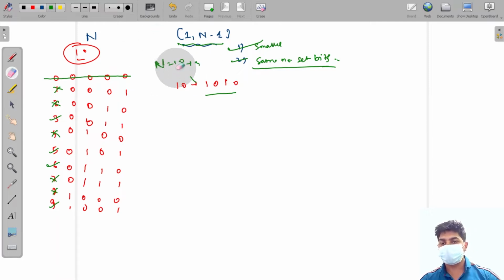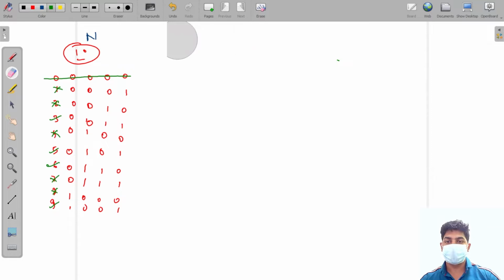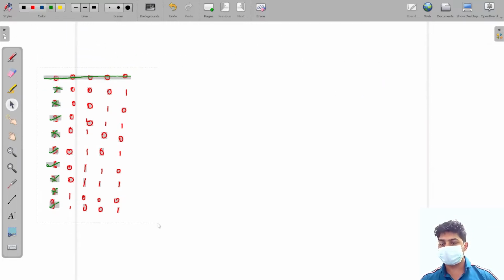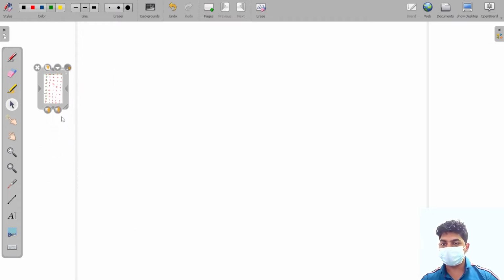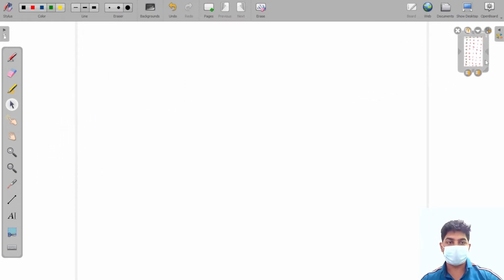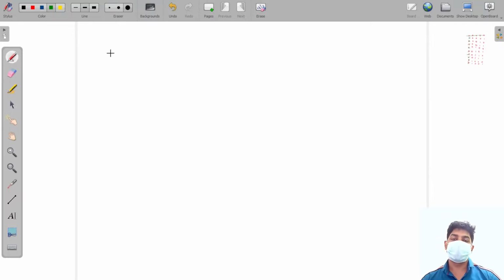Let me erase this part. Actually, let's keep it, we may need it later. So how are we going to approach this problem? We are going to look for a recursive solution for this particular problem. Let's see one by one what we are going to do.